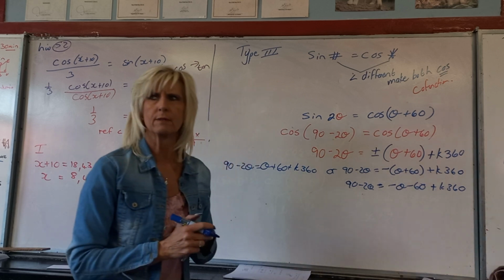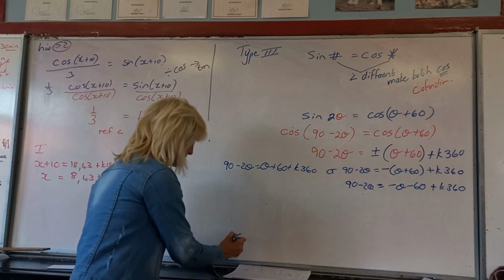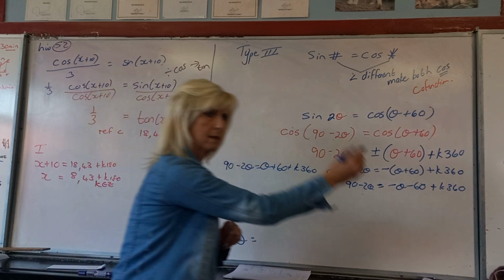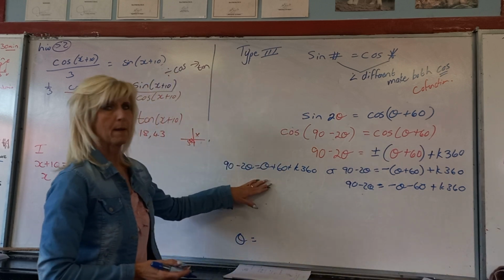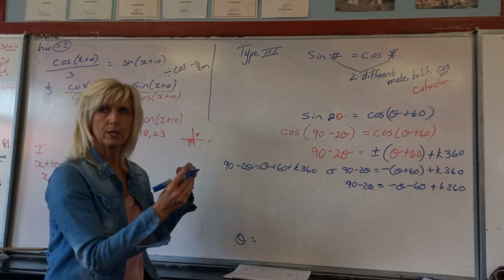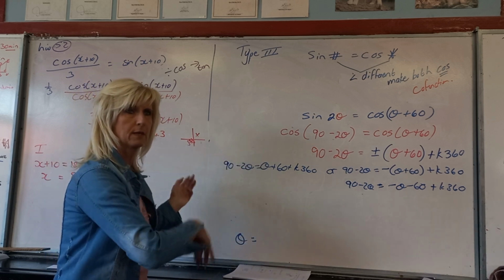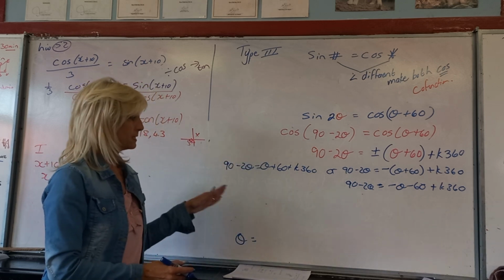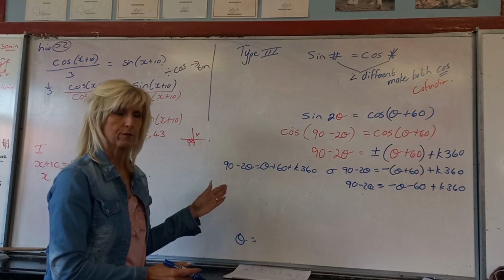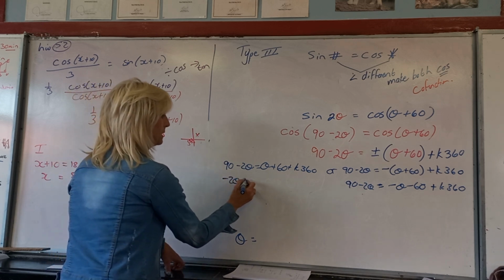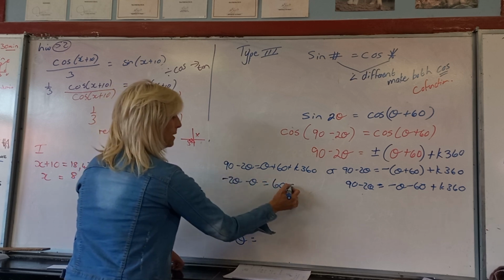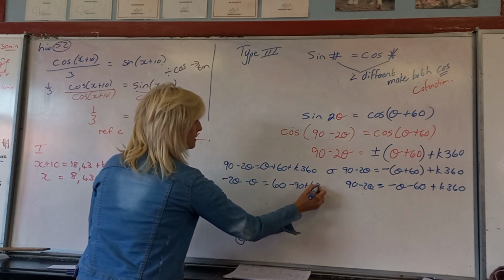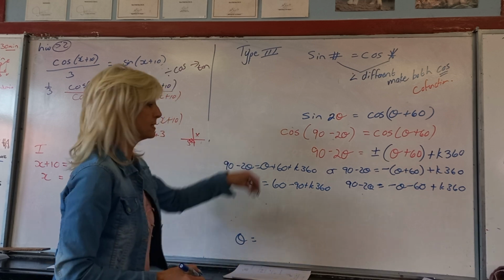Alright, am I finished? No, long gone. I still have to get theta and theta. Are you with me? So how will I get theta here? Focus on what you're doing. Don't start taking theta there, theta here, wherever. The theta's got to come to one side because I'm trying to solve it. So you've got minus 2 theta minus theta equals 60 minus 90 plus K 360. And don't forget the K 360 is there from the start.